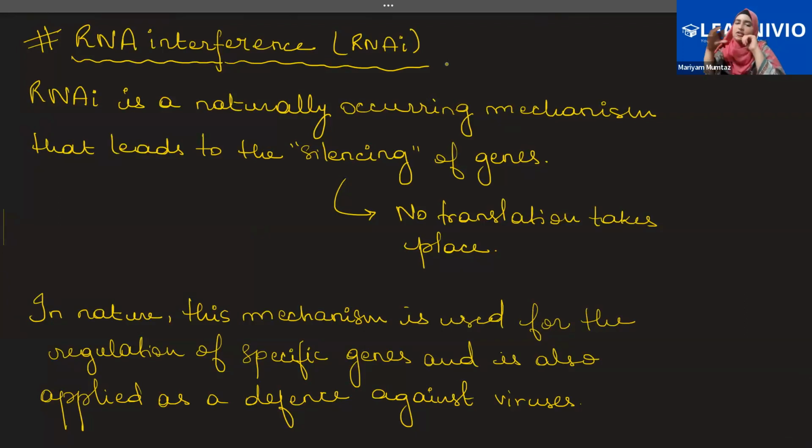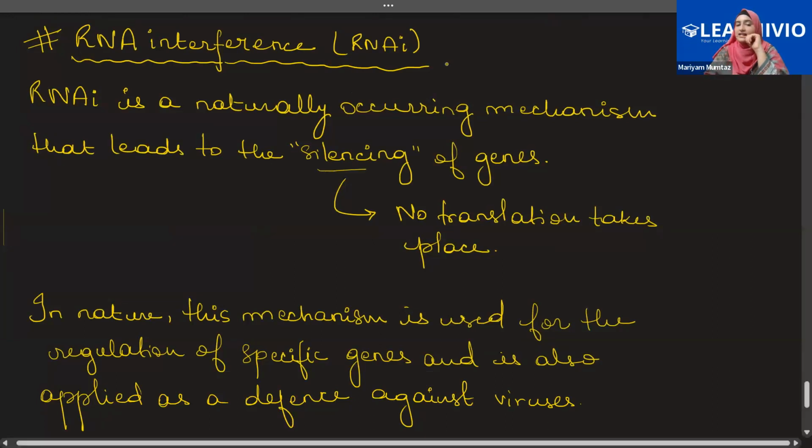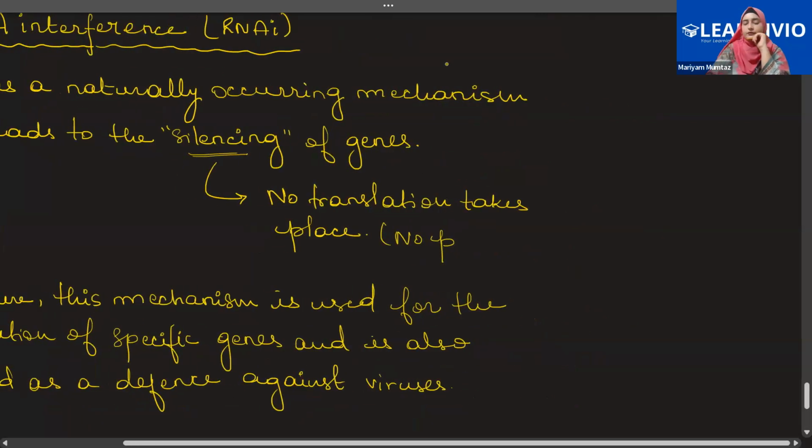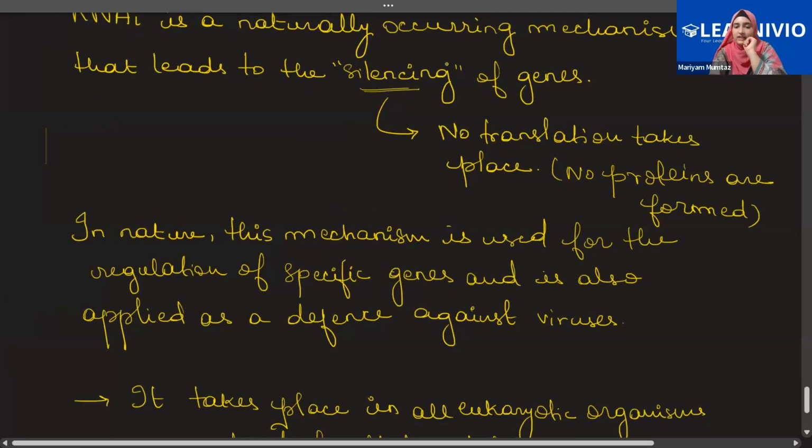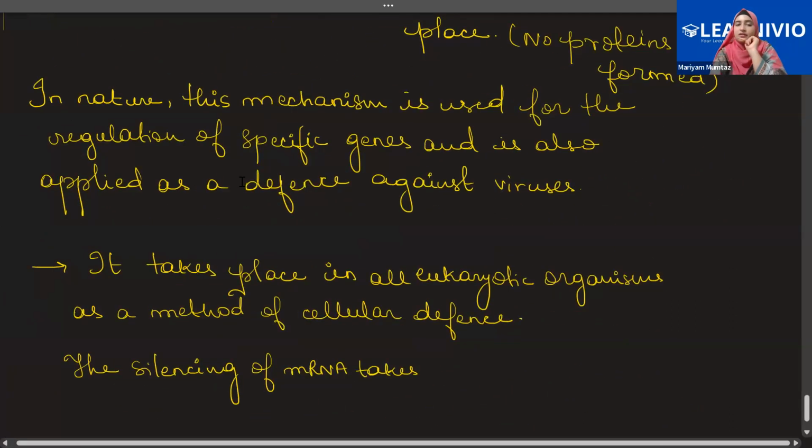This happens in many organisms. This is a natural mechanism. And this leads to the silencing of a gene, meaning no translation will take place, meaning no proteins will be formed, right? No proteins. This is the meaning of gene expression. Now, in nature, this mechanism is used for the regulation of specific genes, and it is applied as a defense against viruses also, because this is occurring naturally.